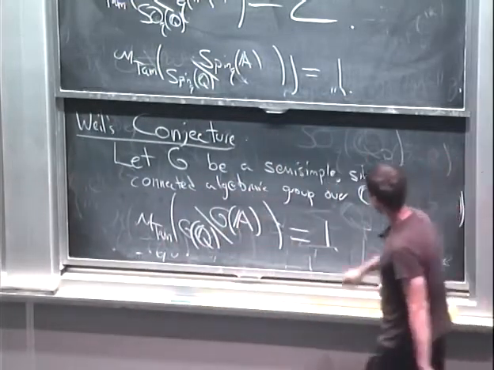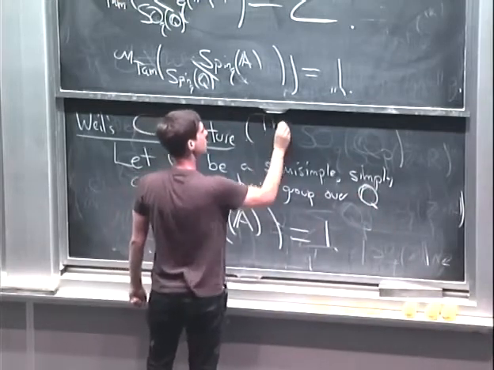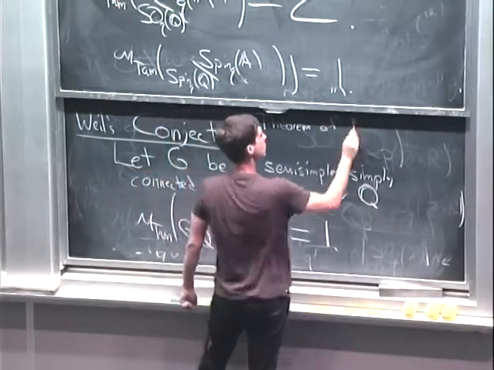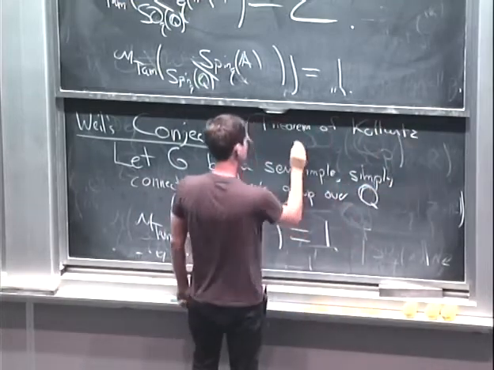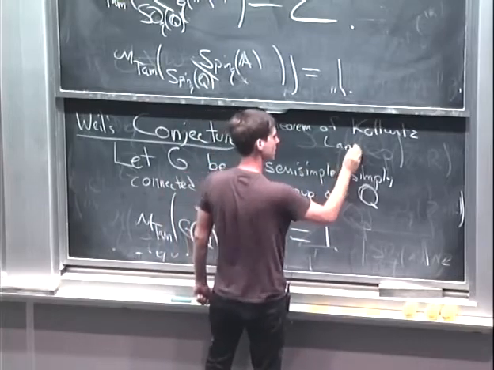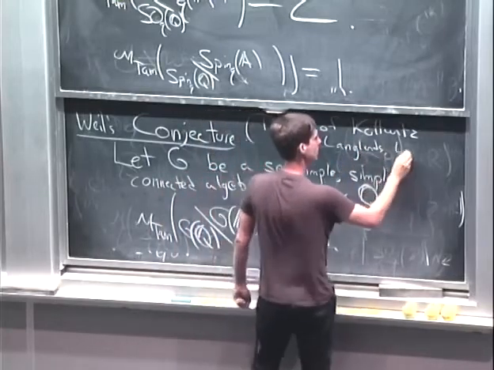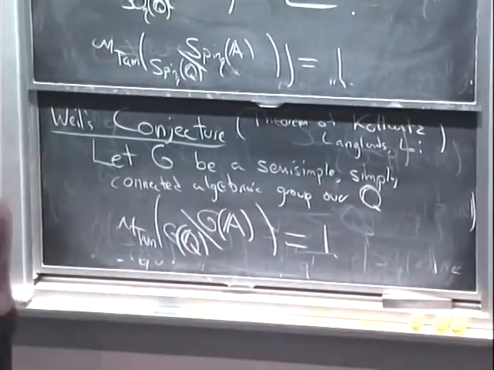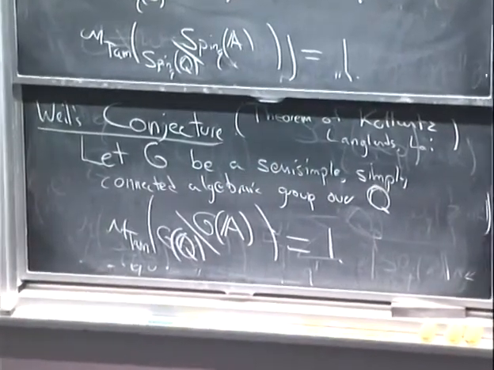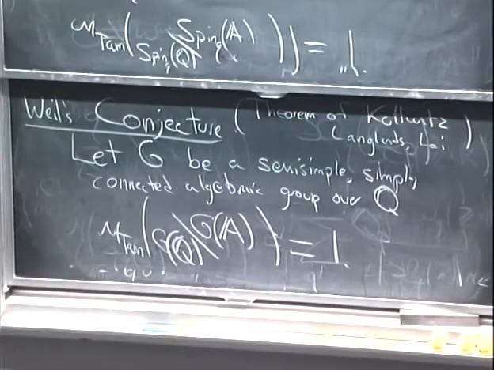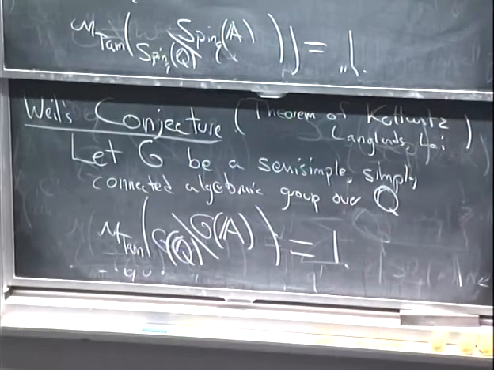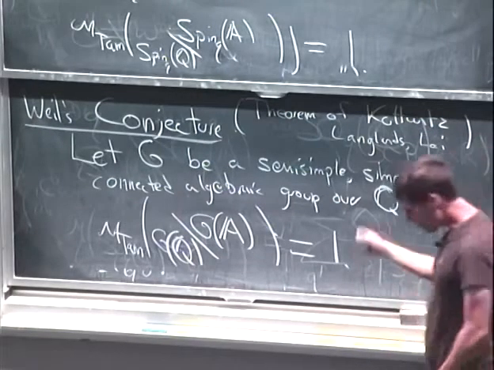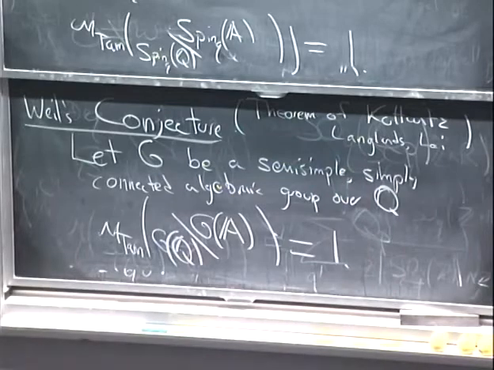So this is now a theorem. Theorem of Kottwitz, building on work of Langlands and Lai. So this is true for any semi-simple algebraic group over Q. And you can replace Q here by any number field. But what I want to talk about is what happens when you replace Q, not by a number field, but by a function field. I want to talk about the function field analog of this conjecture.